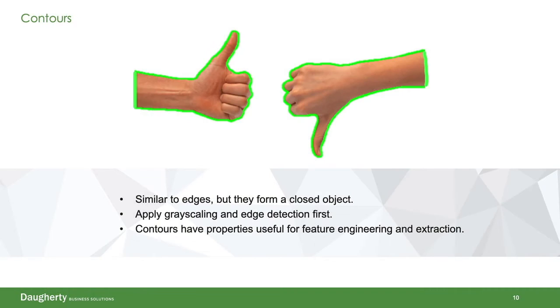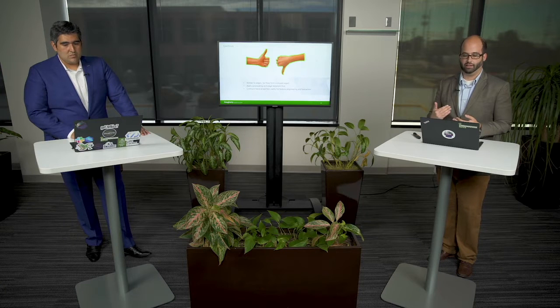So next, we're interested in contours. So contours are similar to edges, but they form a closed object. The idea behind it is you apply grayscaling to your image, you use an edge detection, and then you pass it to your contour finding tool. Why do we care about contours? Well, they have useful properties. Properties like image moments, area, perimeter, contour approximation, template matching, etc. So these are useful for feature engineering, which we'll get into later, but also in the extraction.